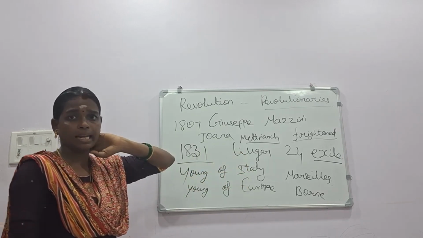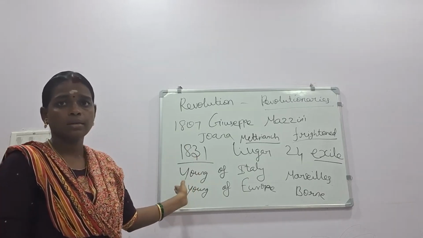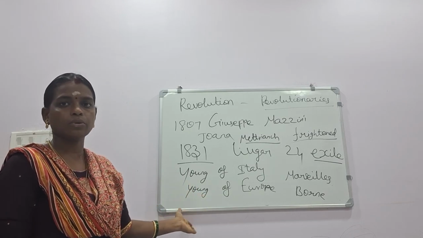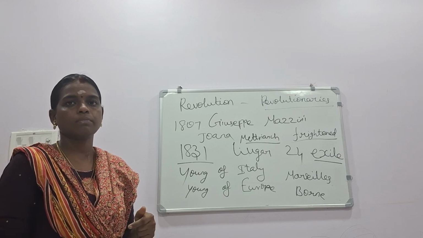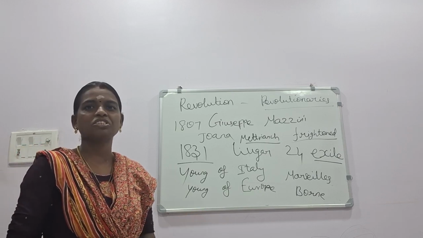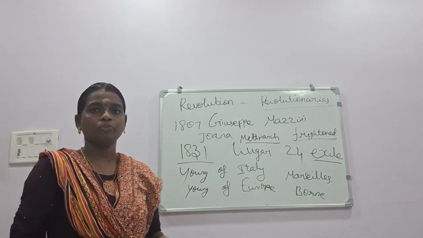So he was exiled. And he started two more secret agencies, Young Italy and Young Europe. One was at the place of Marseille, another was at the place of Bonn, and he was the toughest revolutionary in European countries against the conservative people at those times.